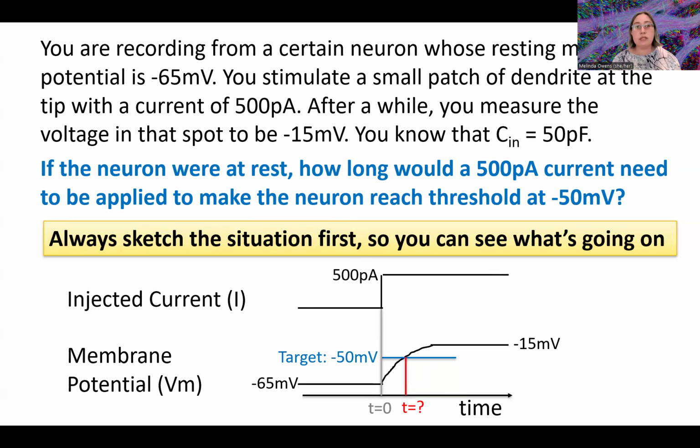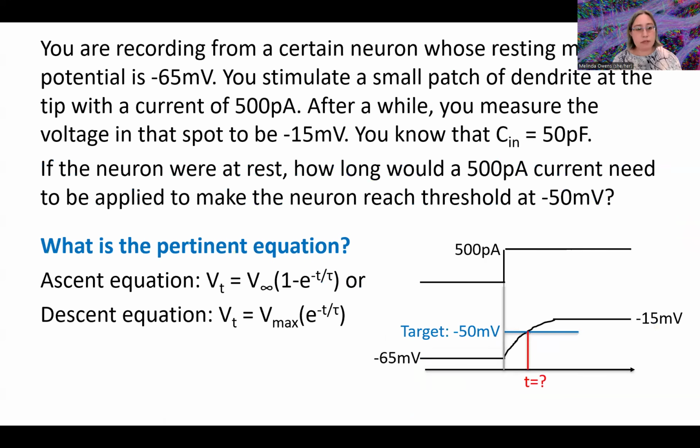We'll be using that to figure out everything about the situation. So at this point, what's the pertinent equation? Which one should we pick, the ascent or the descent? What do you think?